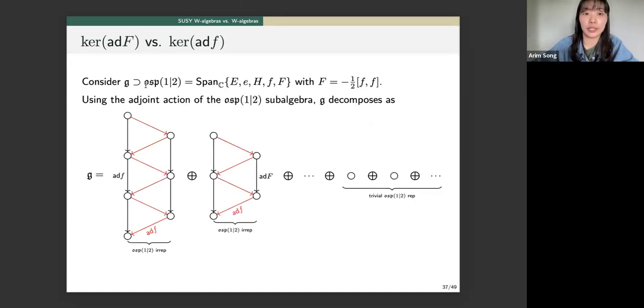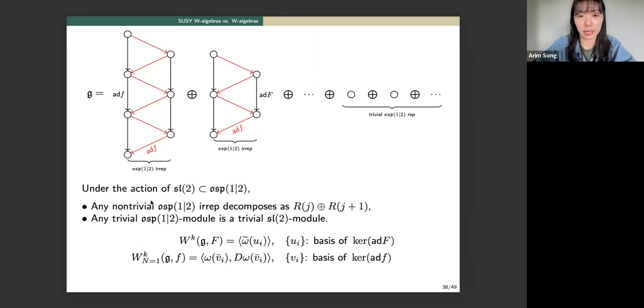Okay, we'll consider G containing OSp(1|2), and here the large F is related to small f in this way: it's -1/2 times the bracket of small f and small f. So using the adjoint action of the OSp(1|2) subalgebra, we'll decompose G into the direct sum of irreducible OSp(1|2) representations. Then the number of these irreducible components will be equal to the size of the kernel of ad small f. And further, if we consider the action of the SL2 subalgebra, we'll be able to measure the size of the kernel of ad large F.